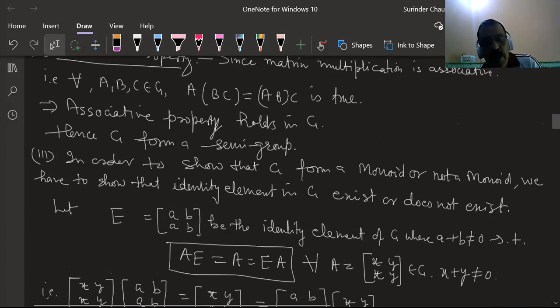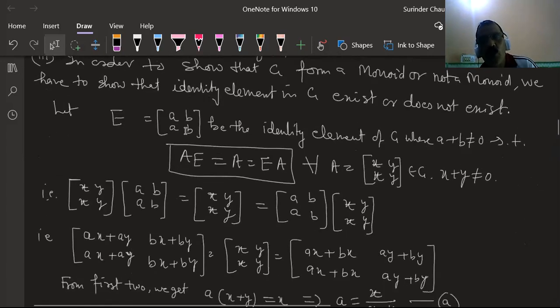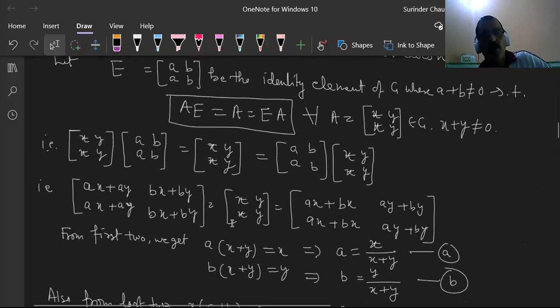If this is the identity element of G, then for all A belongs to G, such that x plus y is not equal to 0, A into E is equal to A is equal to E into A. We substitute the values of A and E in this equation and multiply them. We get these matrices of 2 by 2, these three matrices equal. If we take the first set of two matrices, they are of the same type and the corresponding elements are the same.